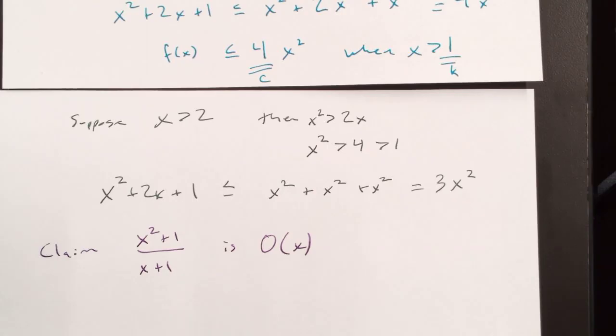Now, my first reaction upon looking at this, that thing on the left, that's a division problem. That f of x, x squared plus 1 over x plus 1, that's a division problem. And I'm claiming that's big O of x? What the?